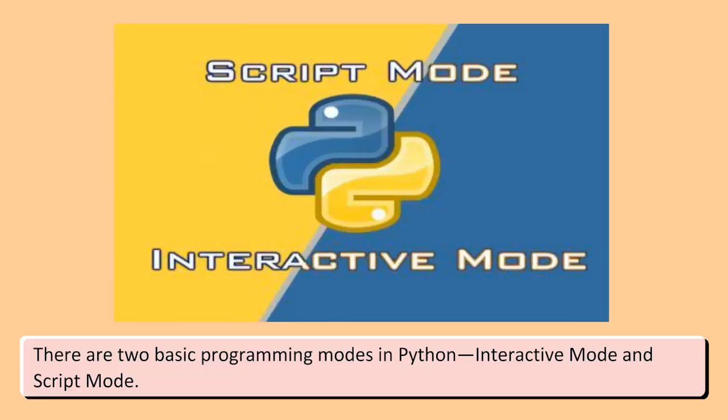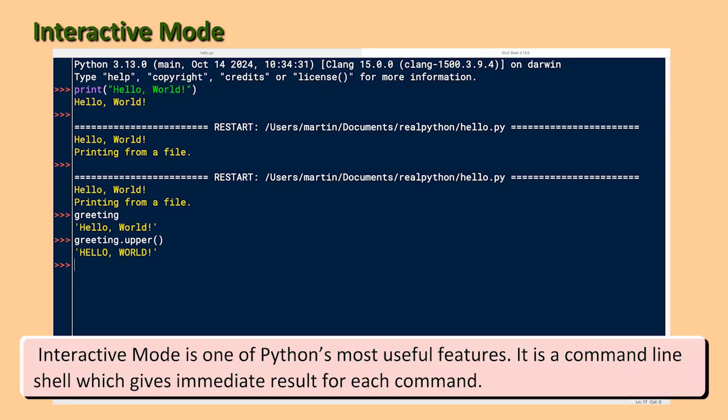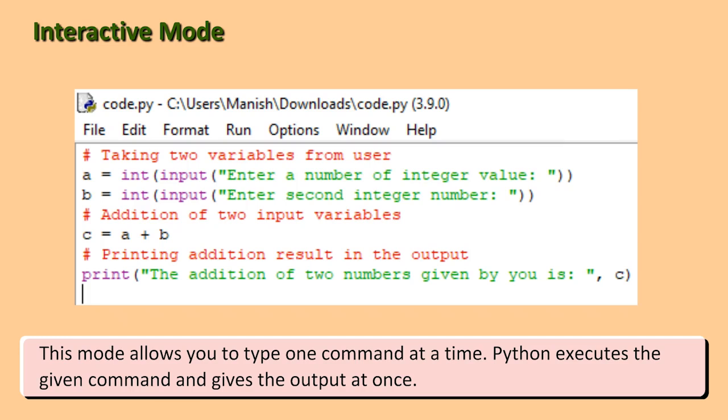Programming in Python. There are two basic programming modes in Python: interactive mode and script mode. Interactive mode. Interactive mode is one of Python's most useful features. It is a command line shell which gives immediate result for each command. This mode allows you to type one command at a time. Python executes the given command and gives the output at once.